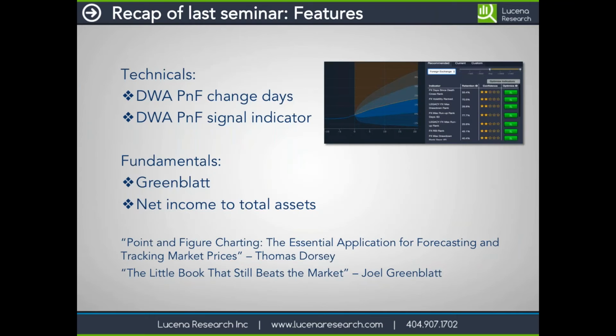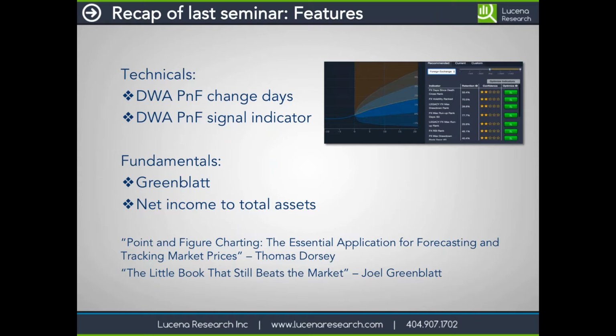Now, I want to recap a little bit what we talked about last time. We looked at a particular data source, in this case, Dorsey Wright, and we selected two of their indicators that showed promise. In particular, Dorsey Wright's point and figure change days. What that means is how long has it been since it changed, and then the signal indicator, which is which way, is it a buy or sell indication.